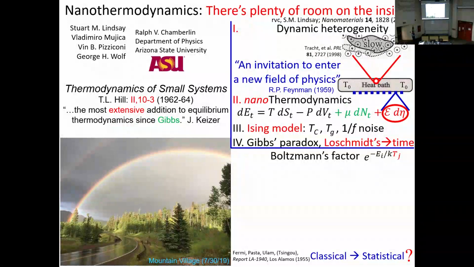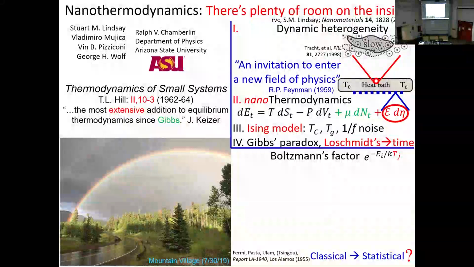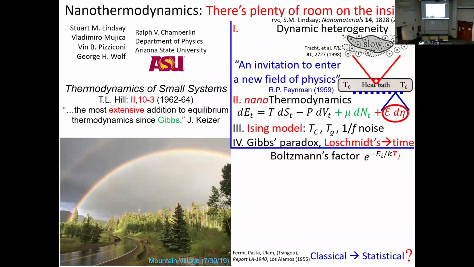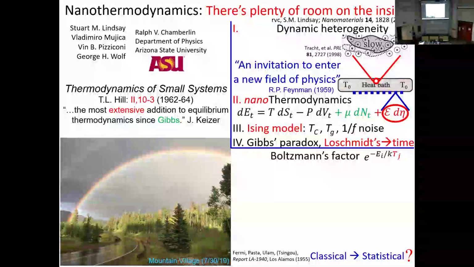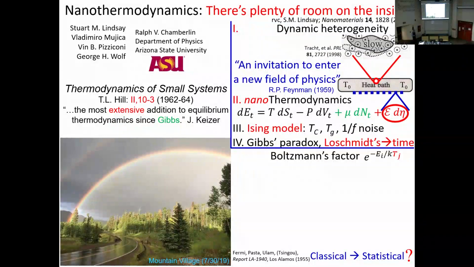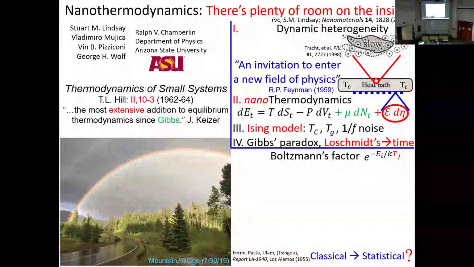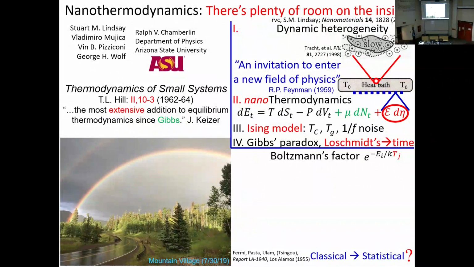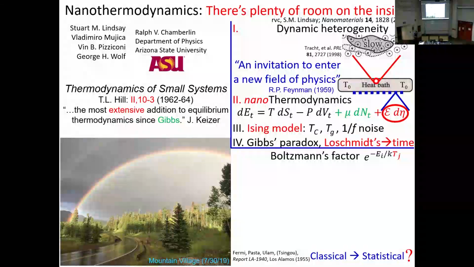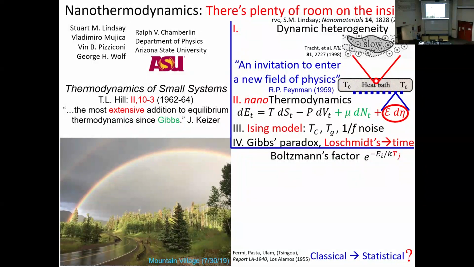And using those ideas, we've been able to solve, resolve, or at least provide insight into 6 problems, at least 3 of which are considered unsolved problems in physics, such as the liquid glass transition, 1 over f noise, and Loschmidt's paradox for the arrow of time. All from this 1 small section of Terrell Hill's work.